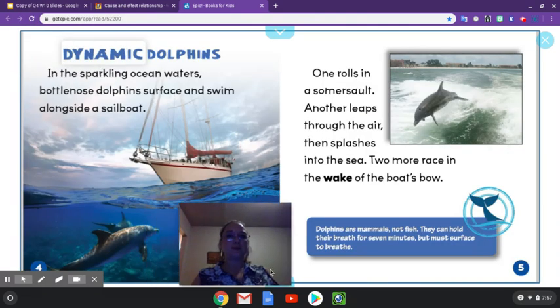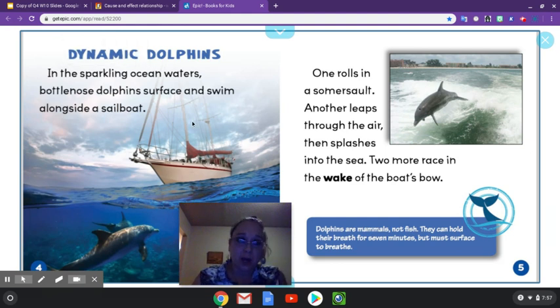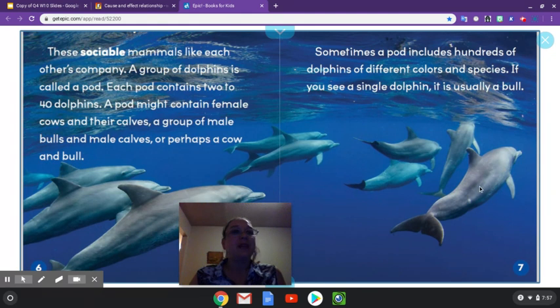Dynamic Dolphins. In the sparkling ocean waters, bottlenose dolphins surface and swim alongside a sailboat. One rolls in a somersault, and another leaps through the air, then splashes into the sea. Two more race in the wake of the boat's bow. These sociable mammals like each other's company. A group of dolphins is called a pod. Each pod contains 2 to 40 dolphins, or sometimes thousands, as we talked about yesterday.